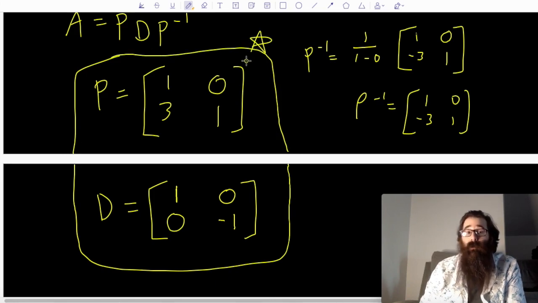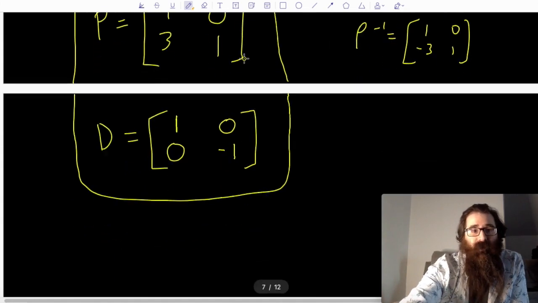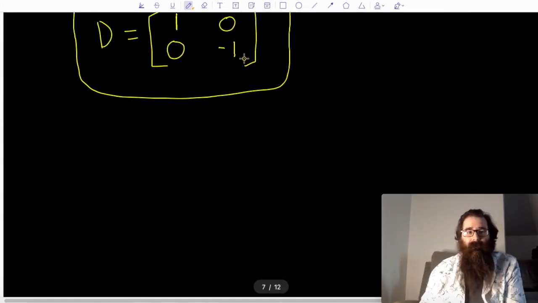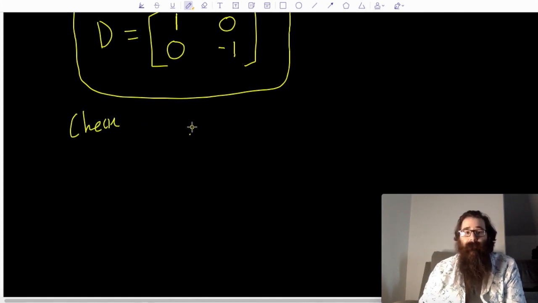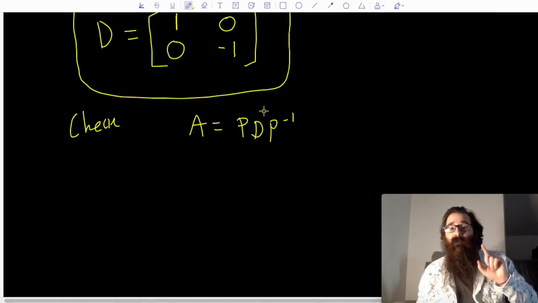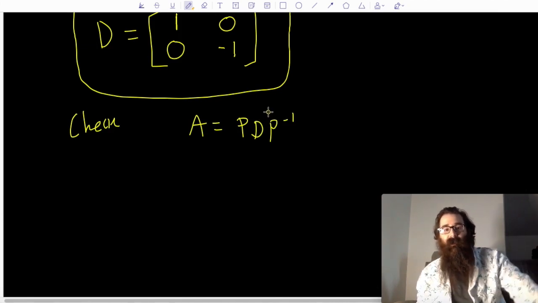Should you check your work? You could. Do you always have to? Maybe not. But if I ask you to check your work, there are a couple of ways you could do this. You could find P inverse like we did, and check to make sure that A is equal to P times D times P inverse. However, there is a better, more efficient way to check, and I want to share that with you.